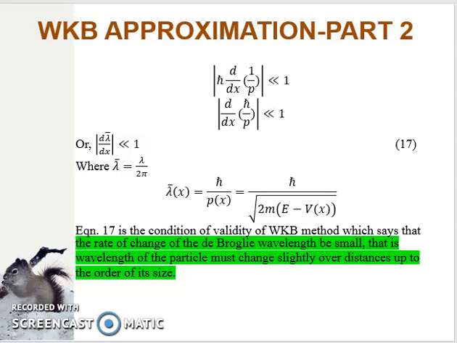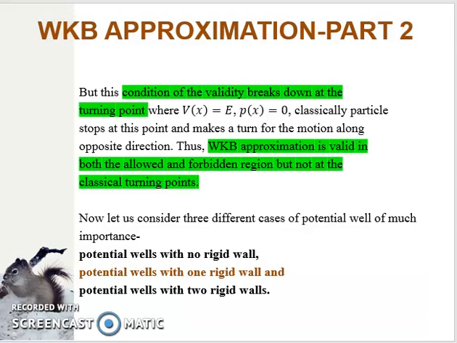That is, the wavelength of the particle must change slightly over distances up to this order of size. That means it cannot randomly change to a very large value. But again, this condition of validity breaks down at the turning point where V(x) equals E and P(x) becomes 0. Classically, the particle stops at this point and makes a turn for the motion along the opposite direction. Thus, the WKB approximation is valid in both the allowed and forbidden regions, but not at the classical turning points.